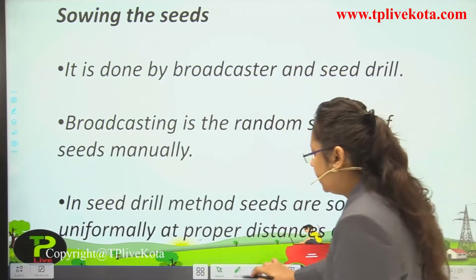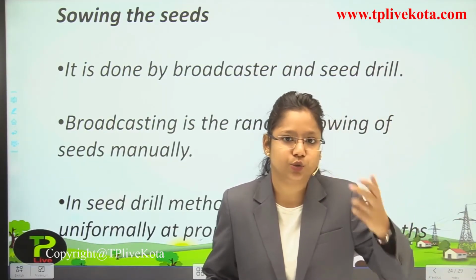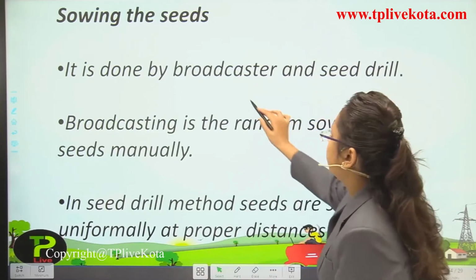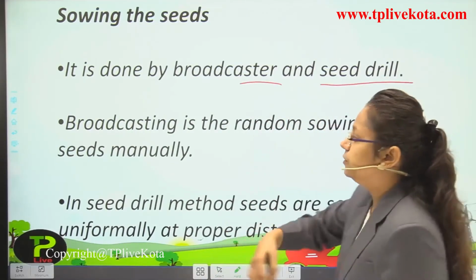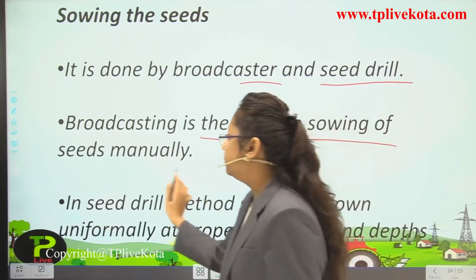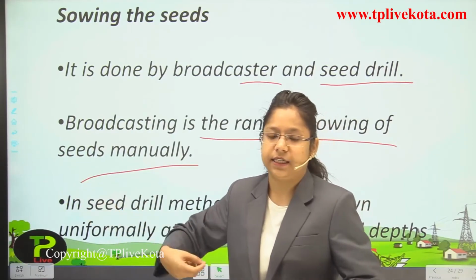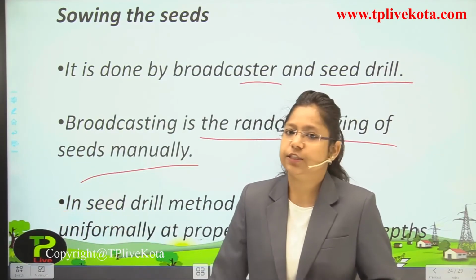I told you in the chart also, a seed drill is an agricultural implement which is used for sowing the seeds. So a broadcaster or a seed drill is used for sowing the seed. Broadcasting is random sowing of seeds manually. Broadcasting means if we are throwing the seeds like this in the soil. This is known as broadcasting.